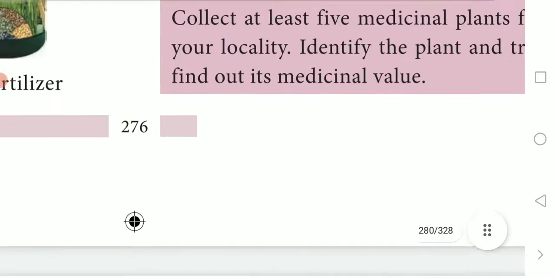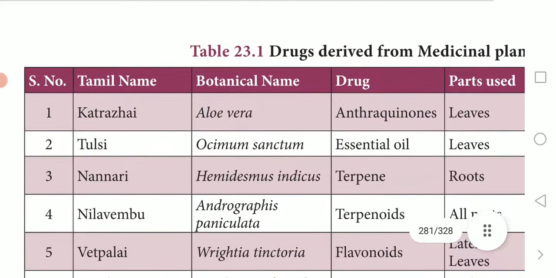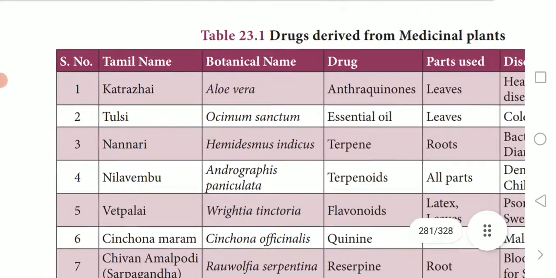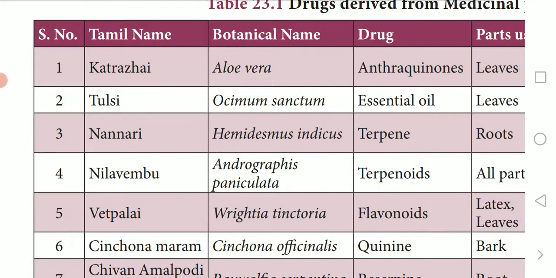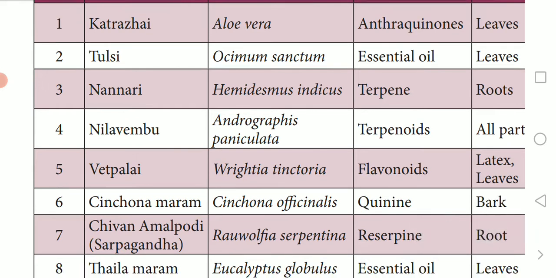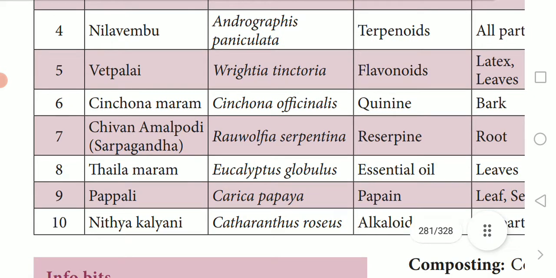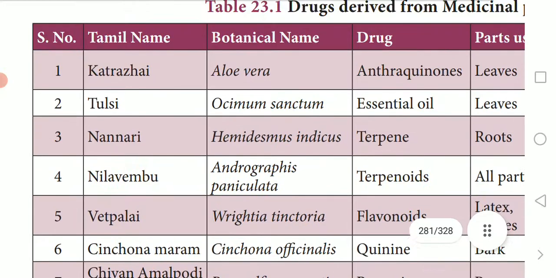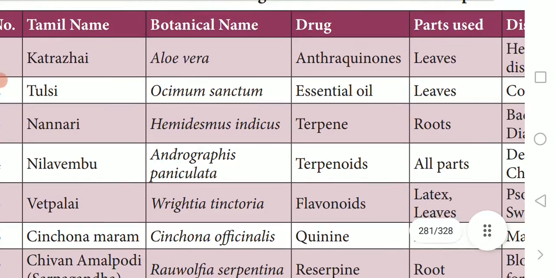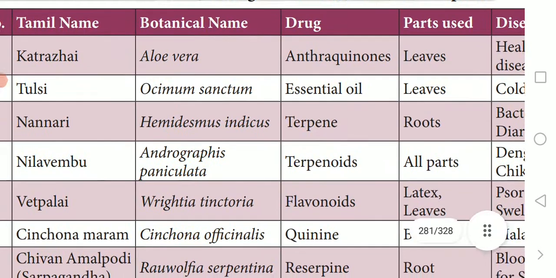A few plant derived drugs are described in the tabular column. Here you can go through. So these are the drugs derived from medicinal plants. Kattari, Tulasi, Nannari, Nilavembu, Veppillai, Cinchona Maram, Chivan, Amalpudi, Thaila Maram, Papali, Nitya Kalyani. So all these are Tamil names.